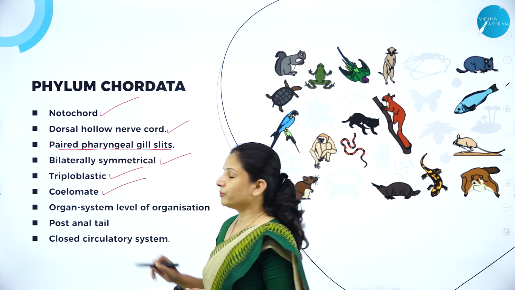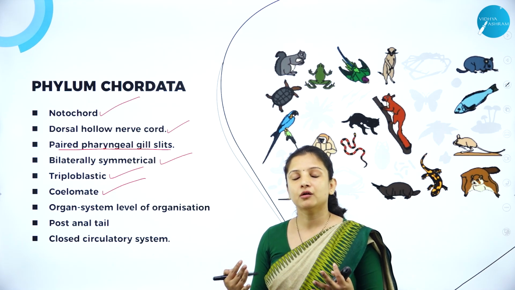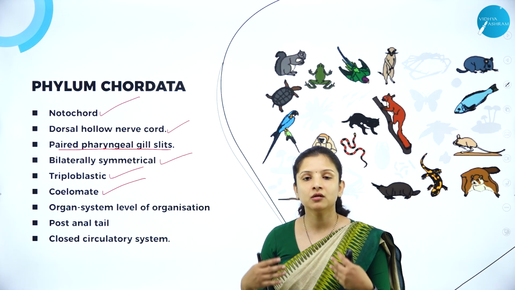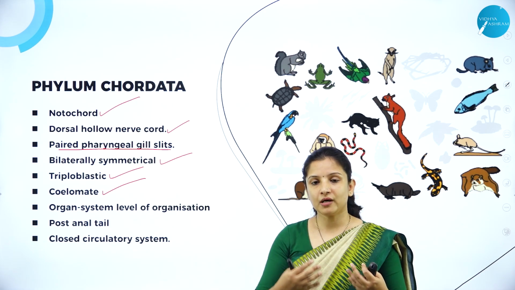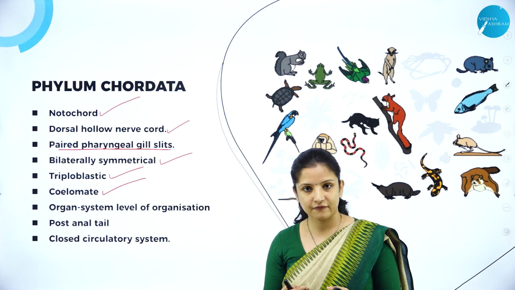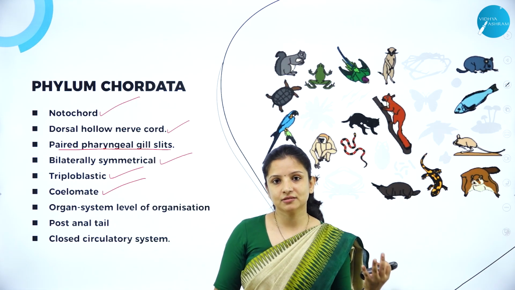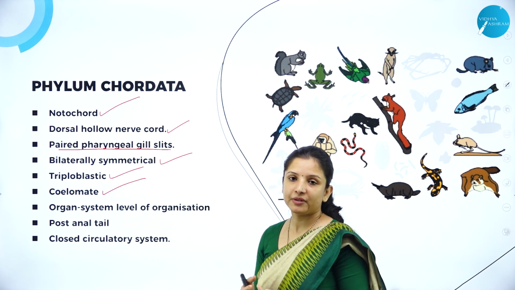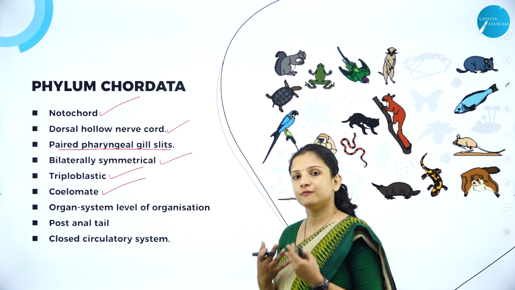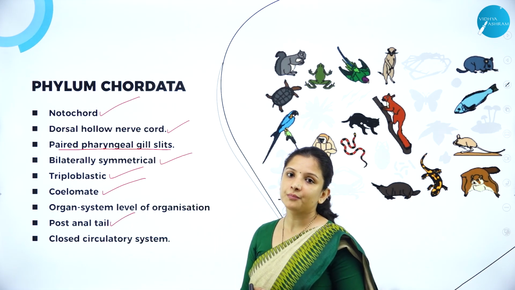And they are coelomates, meaning they have a body cavity, and they have organ system level of organization, wherein a group of organs come together to perform a particular function. For example, the digestive system, wherein the esophagus, the stomach, the intestine all come together to digest the food, or the excretory system, wherein the kidneys eliminate waste from the body. That is how the different organs group together to perform a particular function. Next, they have a post-anal tail. All the chordates have a post-anal tail.